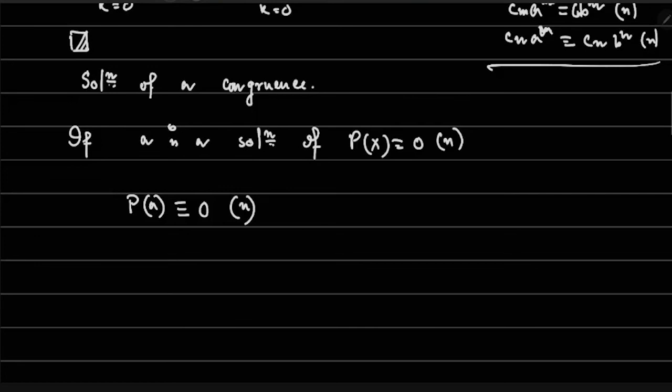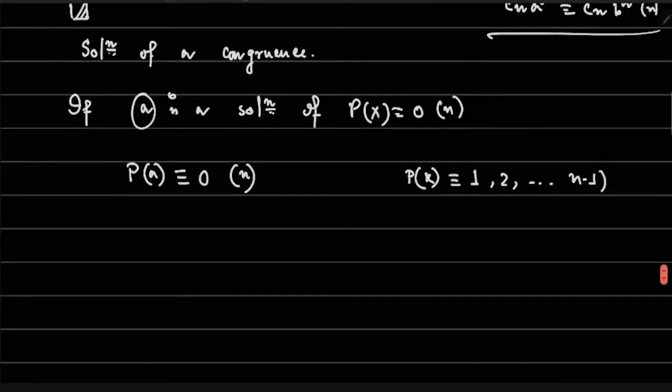If I write any other number, say P(k), that may be congruent to 1 or 2 or maybe some number n minus 1, but if I put a, it will be congruent to 0 mod n. Those numbers for which this congruence is going to be 0 are called the solution.